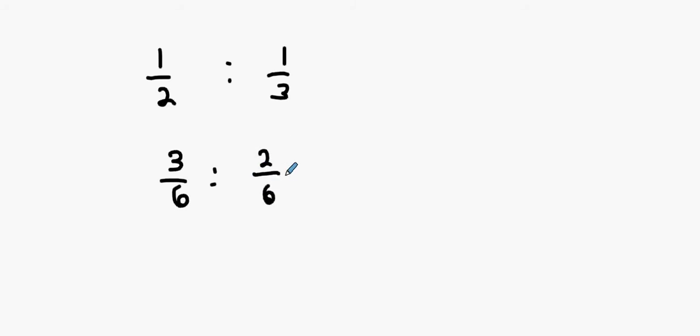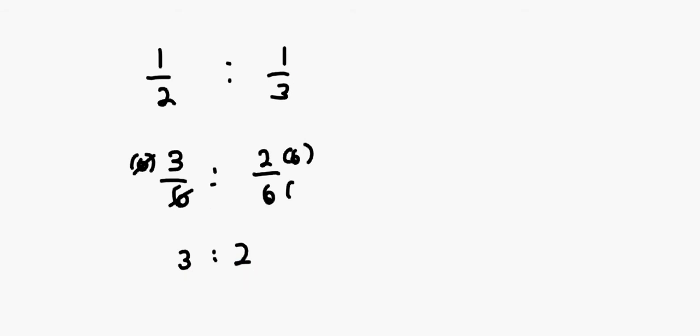Now, in the same way, I'm allowed to multiply both sides by 6, can't I? What happens if I multiply 3 over 6 by 6? The answer is going to be 3. Multiply 2 over 6 by 6. Oh, sorry. Then it's just 2. So everybody can see that a half is to a third is the same thing as 3 is to 2.